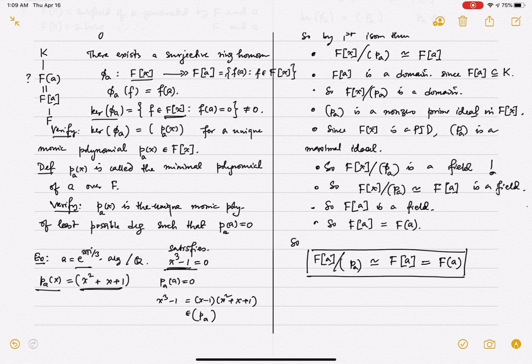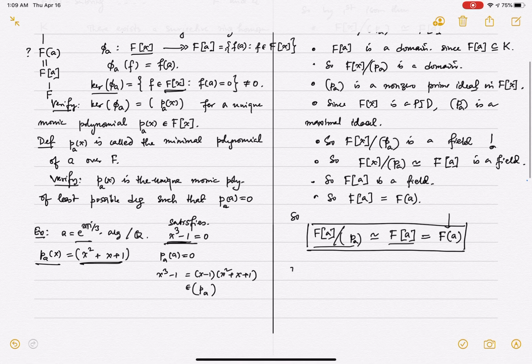I wanted to say I want to understand what this field looks like. Really, every element in this field to begin with is a rational expression, but now we see it's actually a polynomial expression, and they can be identified as such. And in fact, if the degree of this minimal polynomial is d, then we know that this field is an extension field of F of degree d.